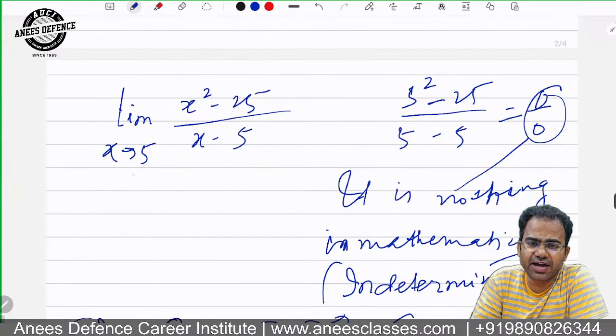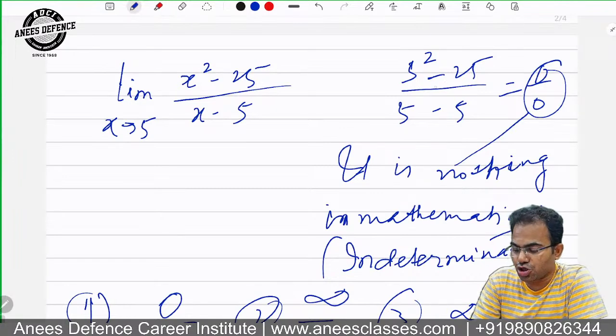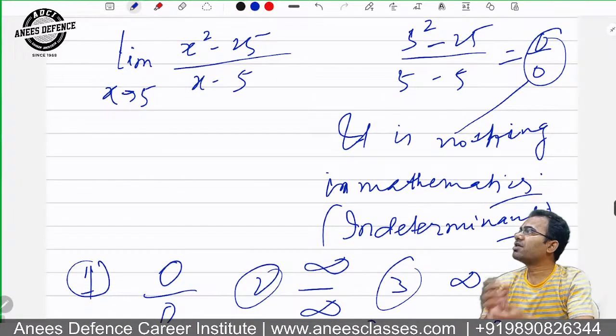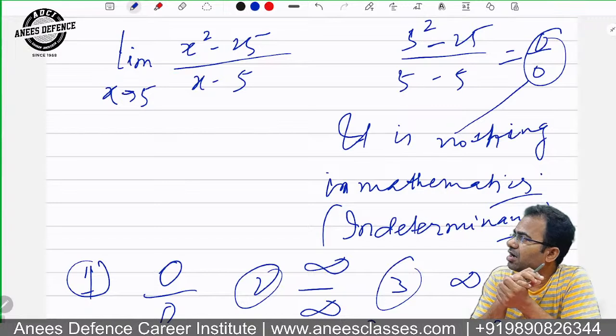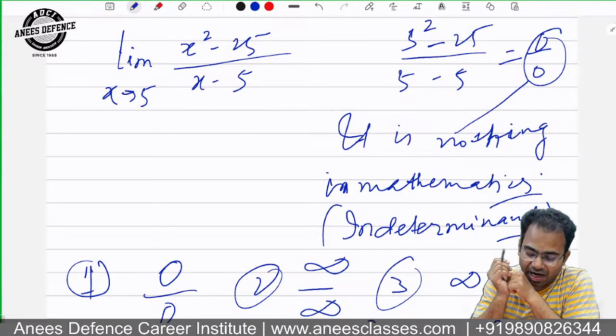So basically, I have to find the limit as x tends to 5 of (x square minus 25) upon (x minus 5). If I put 5 in place of x, I will get the 0 by 0 form. 0 by 0 is nothing in mathematics; the one word for it is indeterminate.